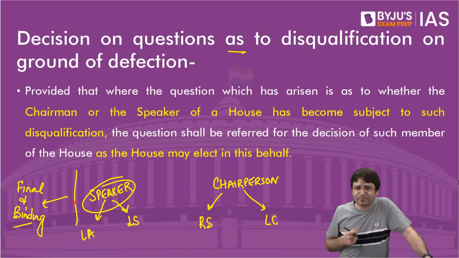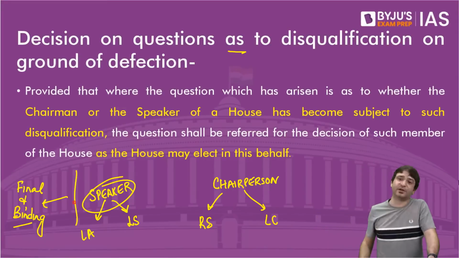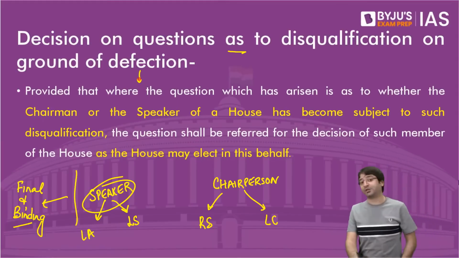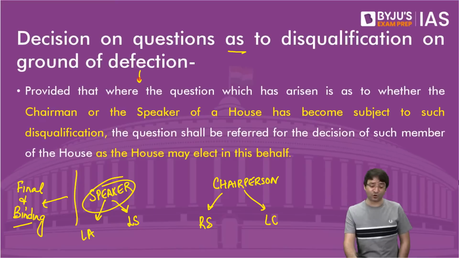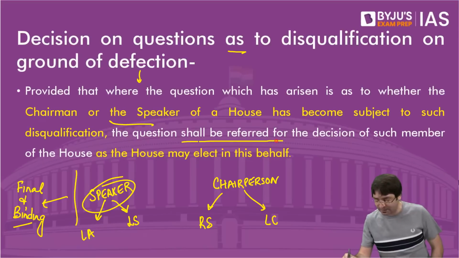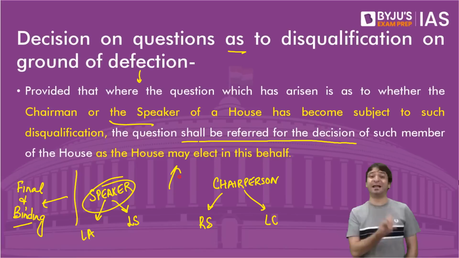That would be violation of principles of natural justice. You cannot be the judge in your own case. If the speaker is subject to disqualification, then who will take that decision? Provided that where the question has arisen as to whether the chairman or the speaker of a house has become subject to such disqualification, the question shall be referred for the decision of such member of the house as the house may elect in this behalf.